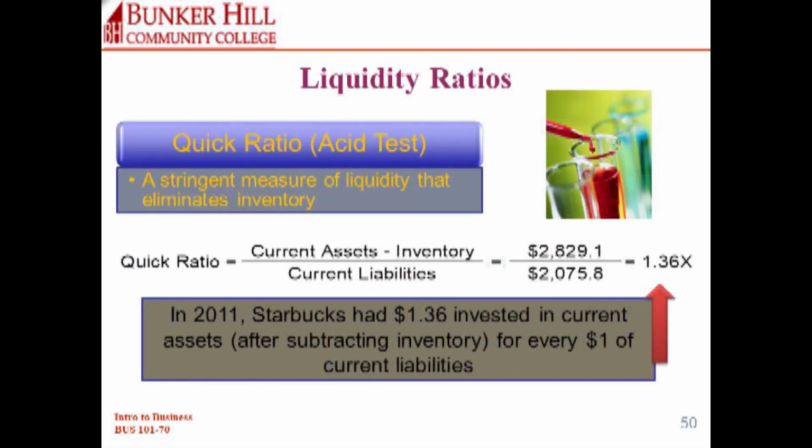The quick ratio is something that people do to find out if a company is in good standing. So you take your current assets minus your inventory as the numerator. Your current liabilities are in the denominator. That means for every $1.36 that you have invested in assets, they've got $1 in liabilities. So again, they're still positive. They have more money in assets than they owe. If that was flipped, you might be a little bit nervous about investing in this company because they have a lot of debt.